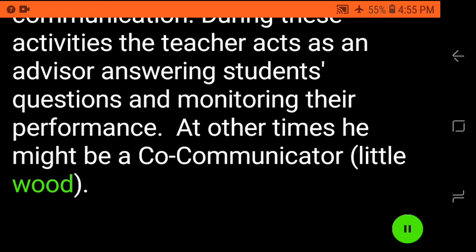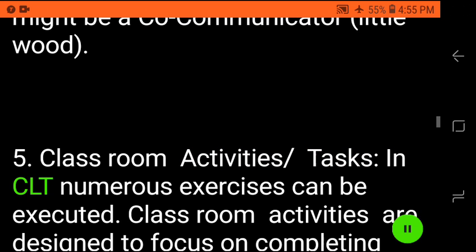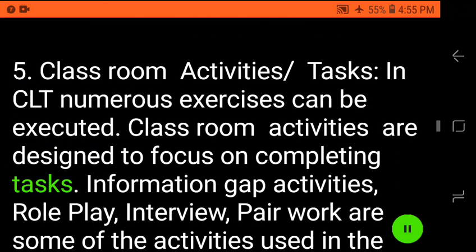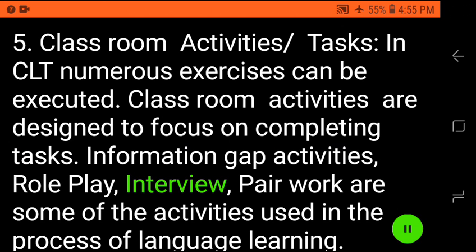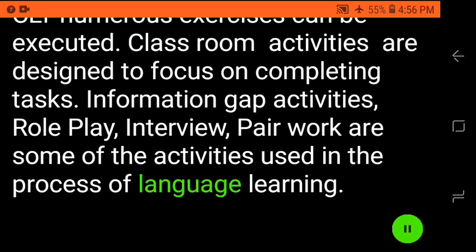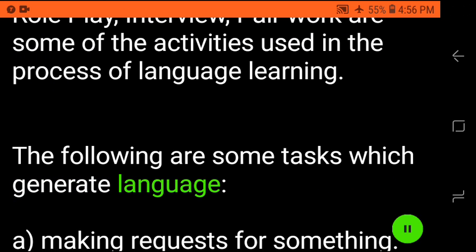5. Classroom activities, tasks. In CLT, numerous exercises can be executed. Classroom activities are designed to focus on completing tasks. Information gap activities, role play, interview, pair work are some of the activities used in the process of language learning. The following are some tasks which generate language.